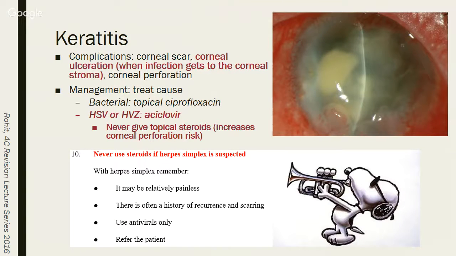So how do you manage this? You give antibiotics for bacterial. If it's something else, you just get rid of that. If it's HSV or shingles, you give an antiviral, so acyclovir. The important thing on the exam and the OSCE is to never give these patients steroids. Steroids can actually increase the viral load, and can predispose to corneal perforation, which is basically when the anterior chamber starts leaking out from the front of your eye, which would probably suck. So importantly, never give topical steroids for someone who's got viral keratitis.